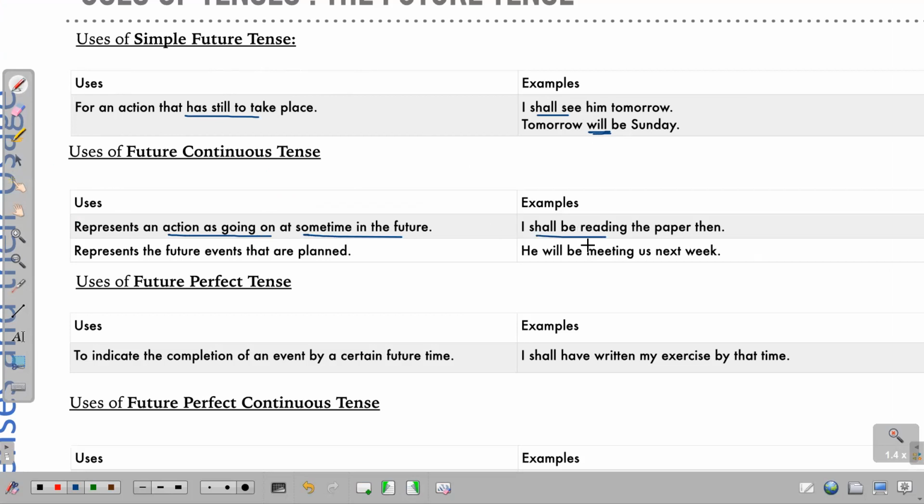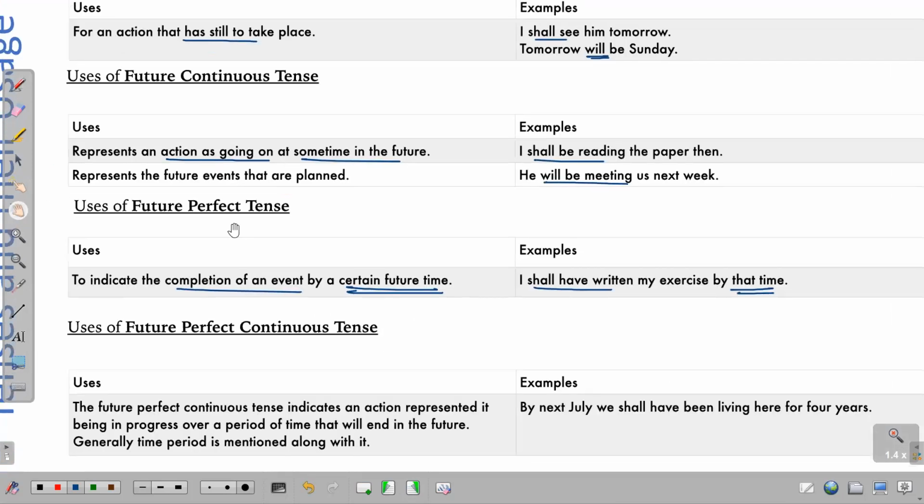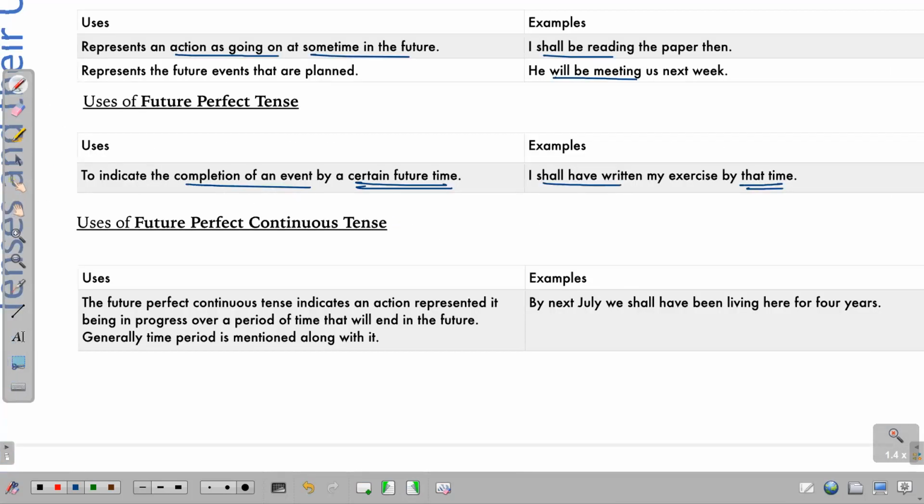I shall be reading the paper then. We will be meeting next week. Future perfect: I shall have written an exercise by that time. So an action that will show completion in the near future. So it's simple to understand. The most problematic one is this guy.